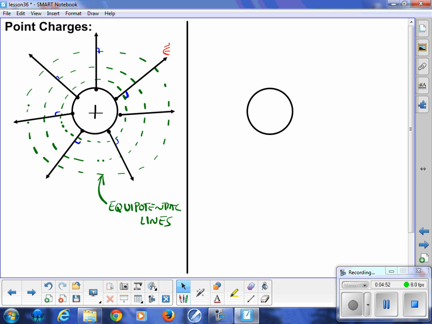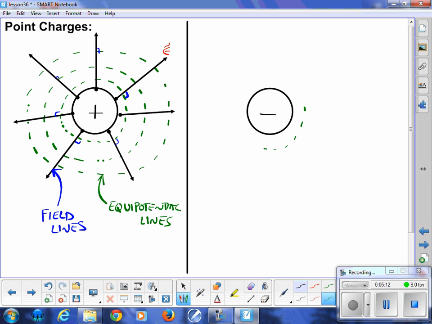We also call these, before I forget, the black arrows, those are my field lines. All right, those are the field lines showing the direction of force. The next one, what happens if it's a negative charge? So nothing too shocking here.